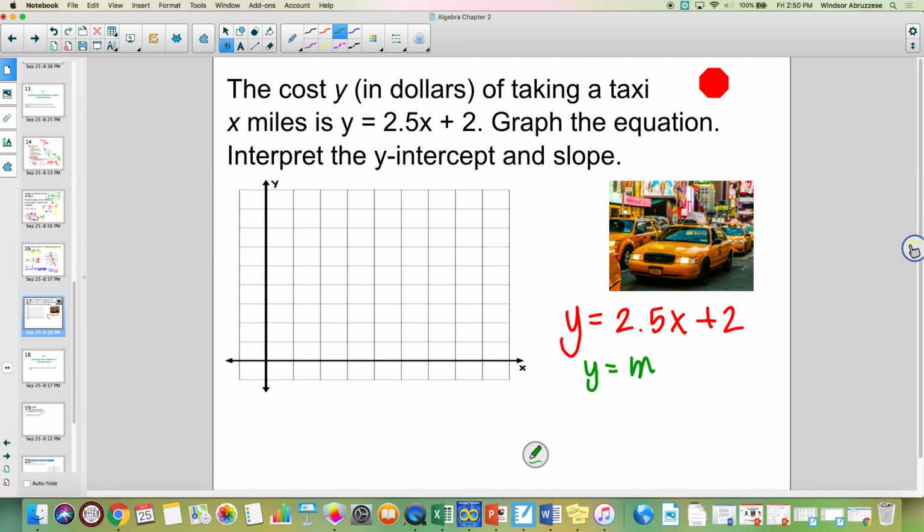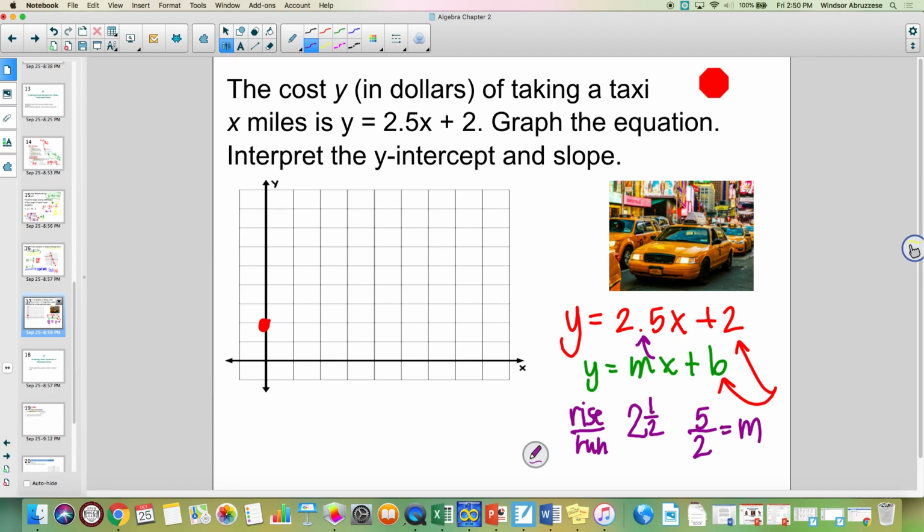If we're mimicking y equals mx plus b, where is my starting point? My y-intercept is right here, the 2. So I'm going to start my graph at 2. Now I have to do my slope, which in this one is 2 5/10. Now we need it as a fraction because we're looking for rise over run. So 2.5 or 2 5/10 is 2 1/2. If we make that an improper fraction, it's 5 halves.